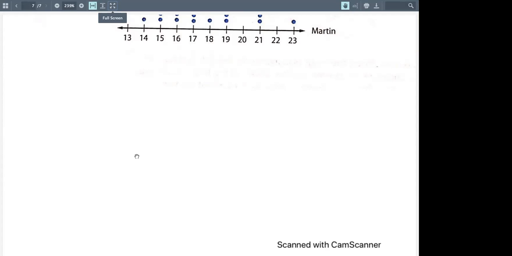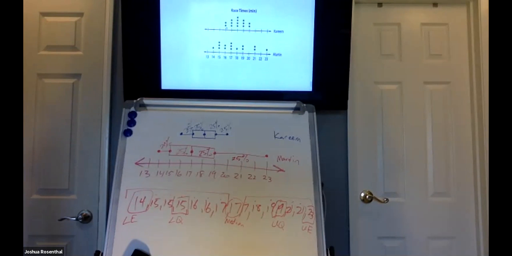Excuse me, Mr. Rosenthal? On the quiz, are they going to tell you if you need to find the MAD and the mean, or use a box plot? I don't know. You have to know how to do all that stuff.